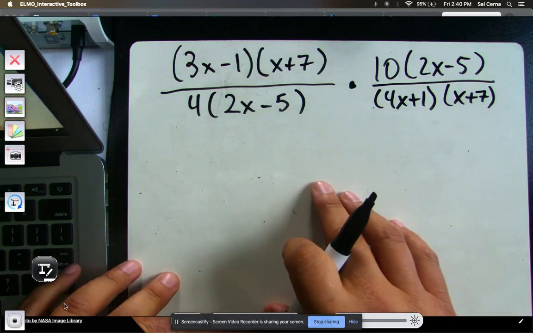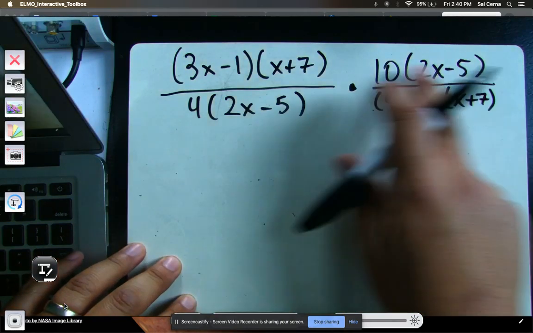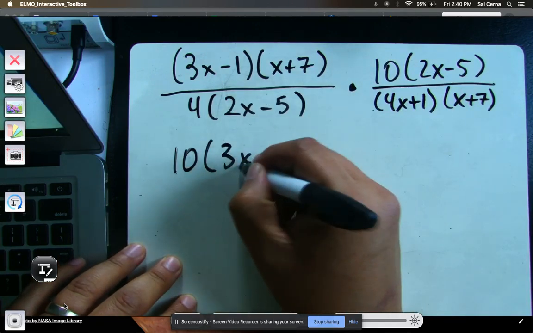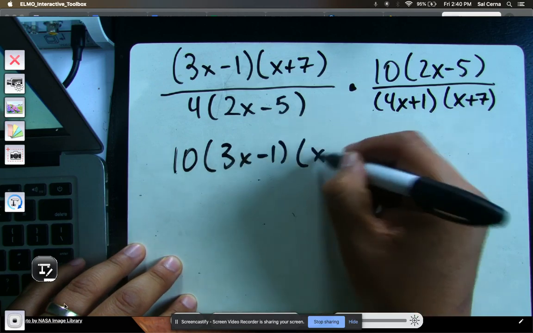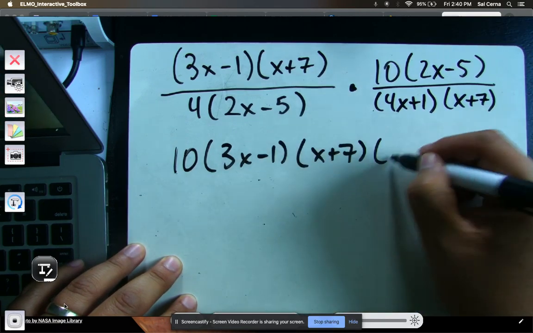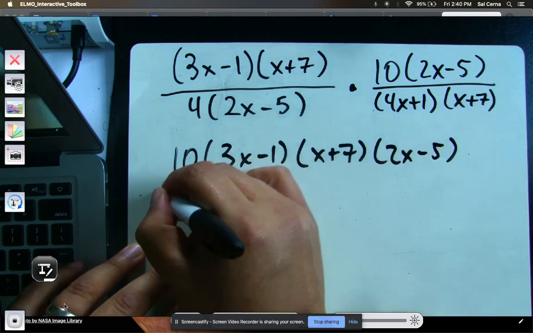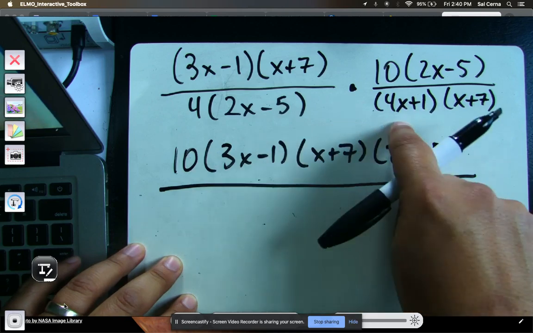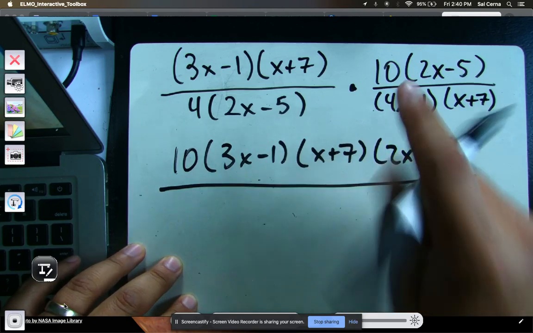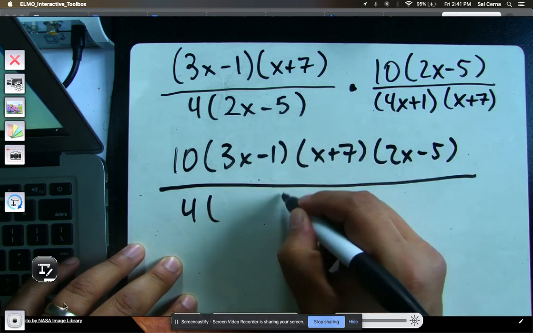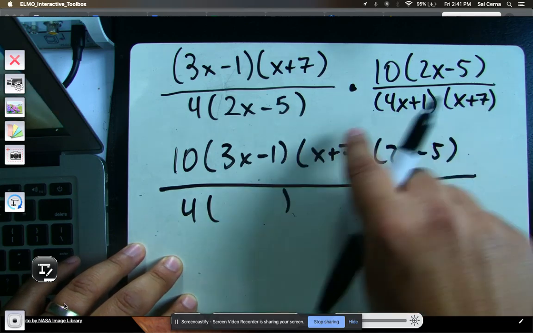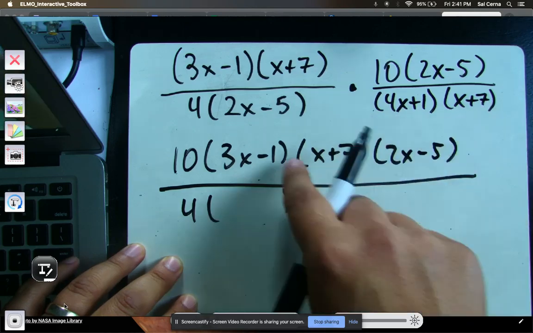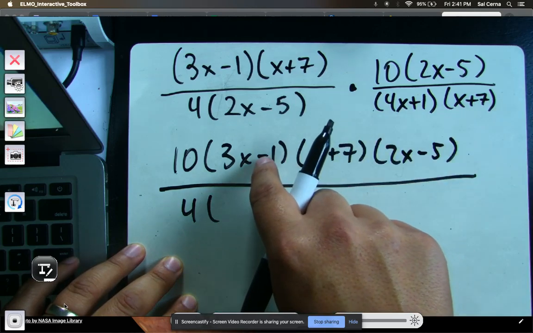So let's begin here. I'm going to multiply across, starting with the top, numerator times numerator. So I'm going to go 10 times 3x minus 1 times x plus 7 times 2x minus 5. Divided by, this is the division bar, the product of my denominator, which would be 4 times, and here I'm going to cheat a bit by aligning my binomials here with the same identical binomials in the numerator.